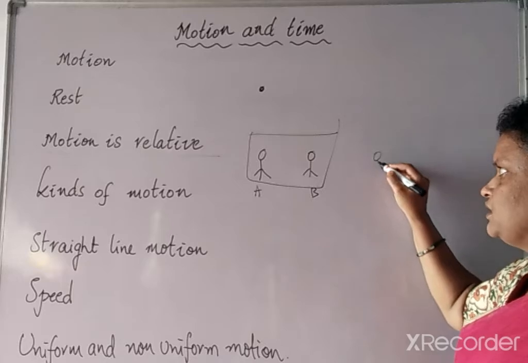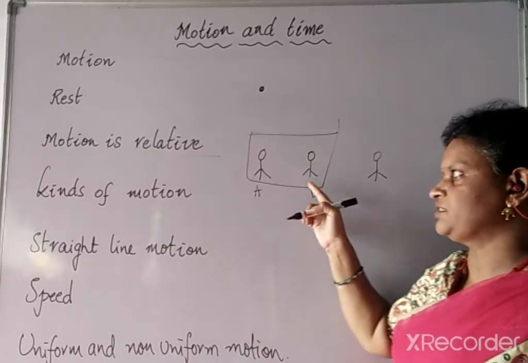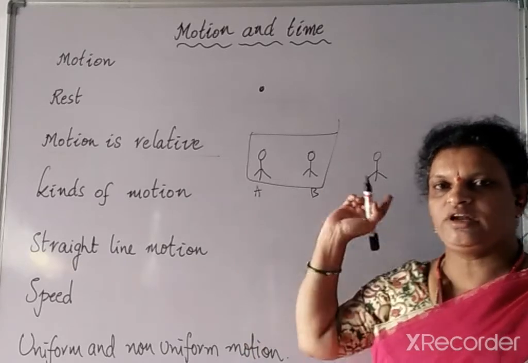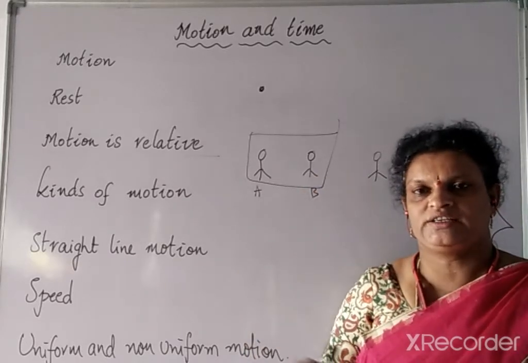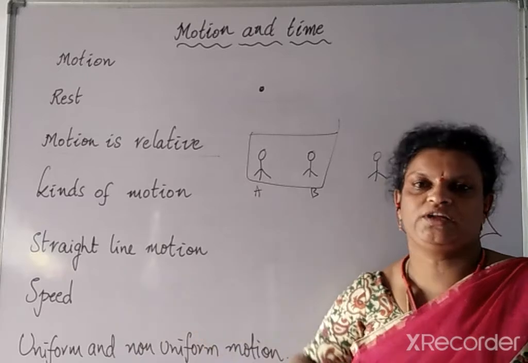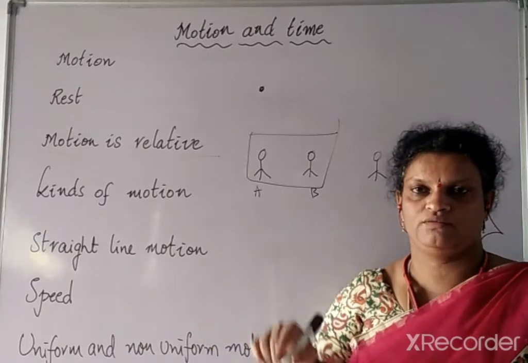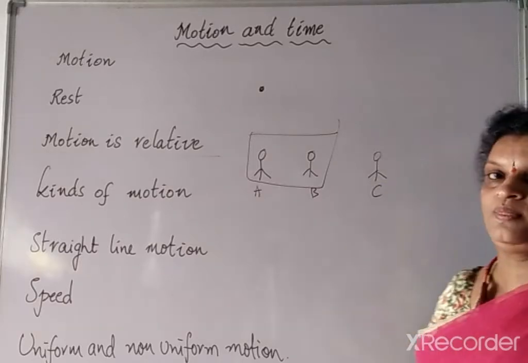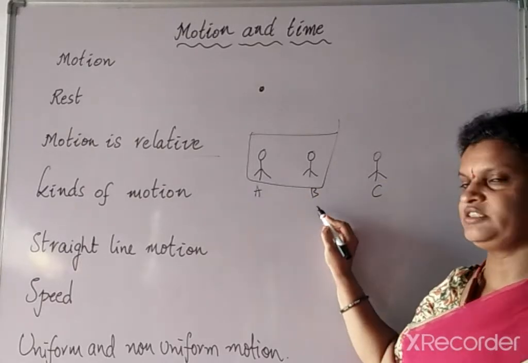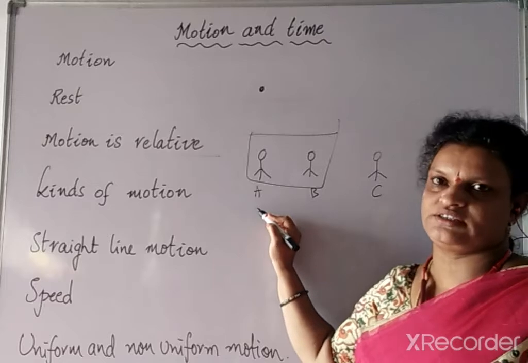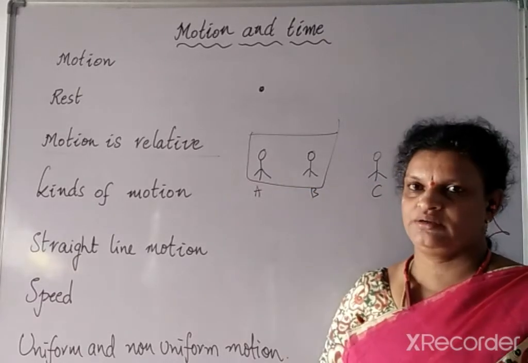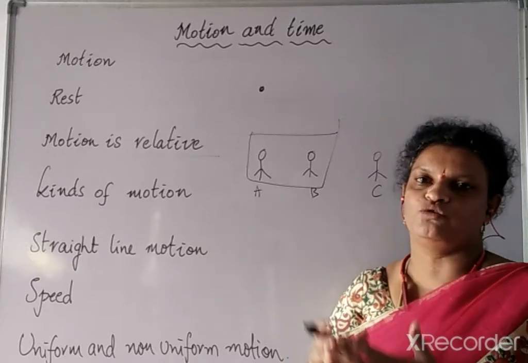Now another person is there, C. Whenever he observes that both of them are going in a car, he will ask the next day, yesterday I saw both of you traveling in a car, where were you going? Means they are in motion according to C. According to A, B is at rest. According to B, A is at rest. But according to C, both of them are in motion because along with the car they are moving.